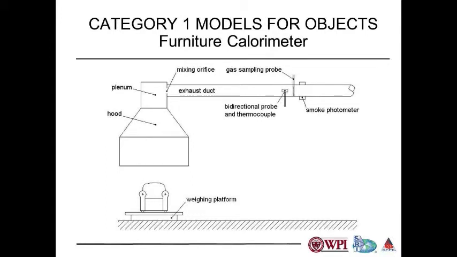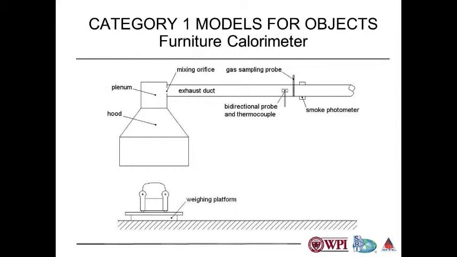Category 1 models, when you look at cases where people have used fire models, in the vast majority of these cases, you will see that the modeler typically would input the heat release rate of the fire. That's still how we normally do it. Now, where does that data come from? Typically, it's obtained in a furniture calorimeter.